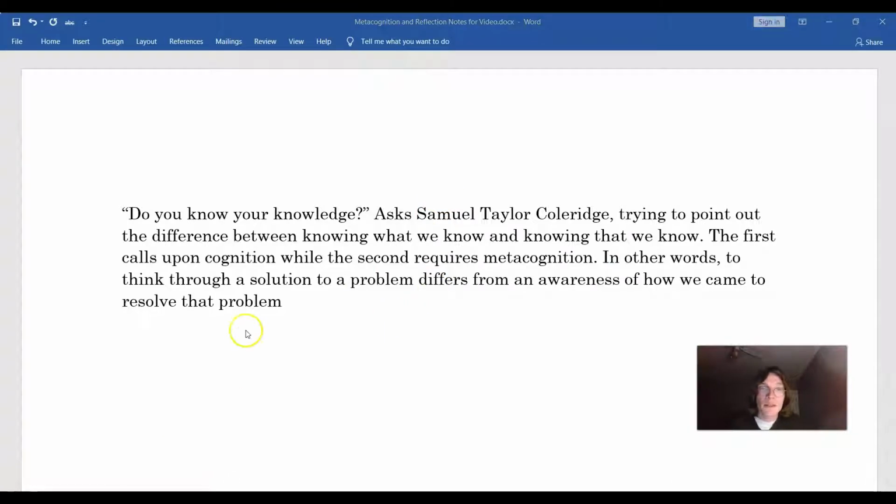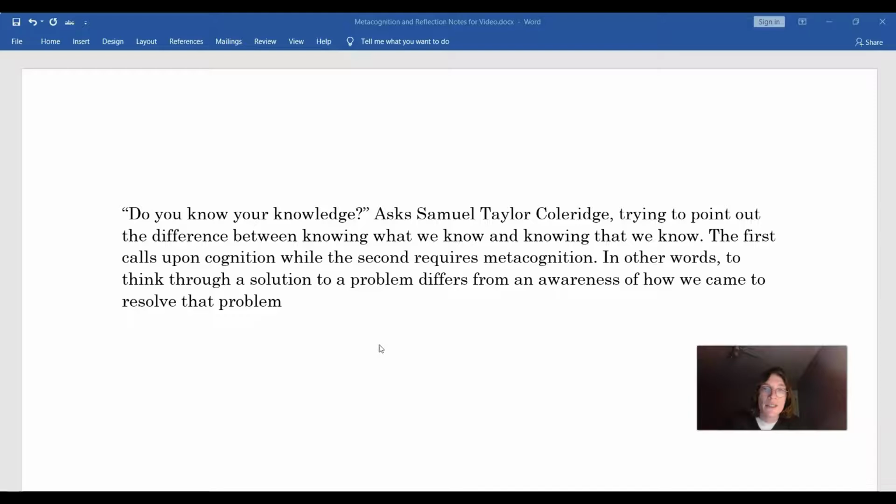A helpful way to start this out is this quote by poet Samuel Taylor Coleridge. He asks, "Do you know your knowledge?" He's trying to point out the difference between knowing what we know and knowing that we know. The first calls upon cognition, while the second requires metacognition. In other words, to think through a solution to a problem differs from an awareness of how we came to resolve that problem. So think about that real quick.